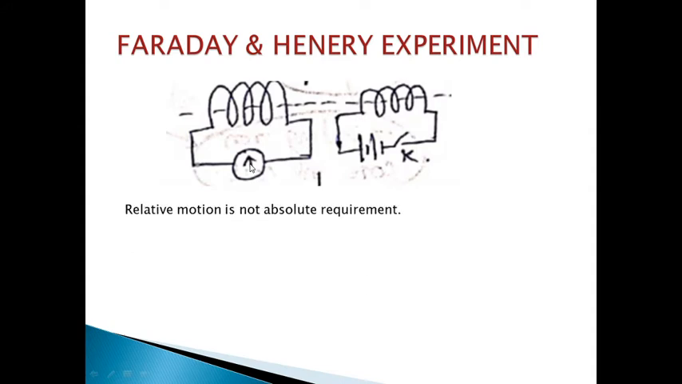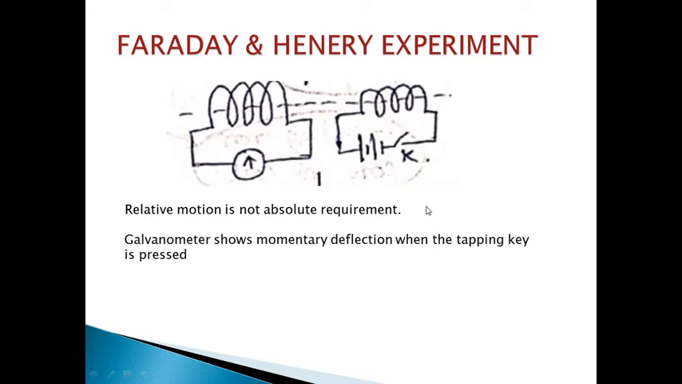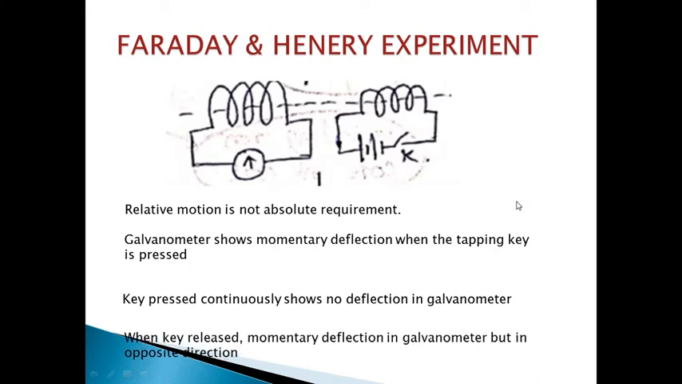Okay, so relative motion is not an absolute requirement here. We did not move any coil, but the current was changed, and so relative motion is not the absolute requirement for induction of current. The galvanometer shows momentary deflection when the tapping key is pressed or released. Key pressed continuously shows no deflection. Why? Because then the number of field lines will become constant because of constant current. No change in flux will be there. When the key is released, there is momentary deflection in the galvanometer, but in the opposite direction.